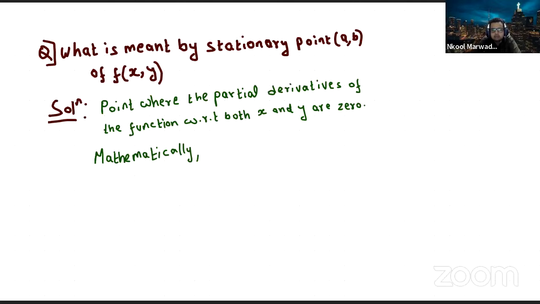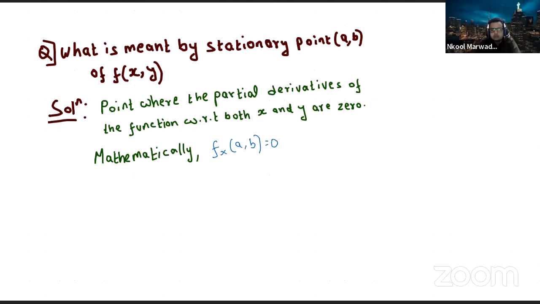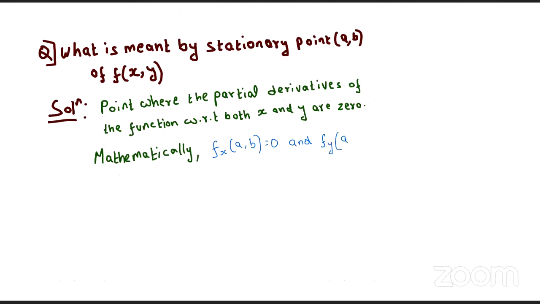f_x(a, b) is equal to 0. See here, f_x is the partial derivative of the function with respect to x, and the partial derivative with respect to x should be 0 at the stationary point, isn't it? So f_x at (a, b) should be 0. And similarly, the partial derivative of the function with respect to y at the point (a, b) should be 0. Got it?